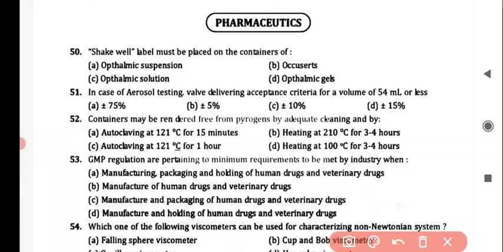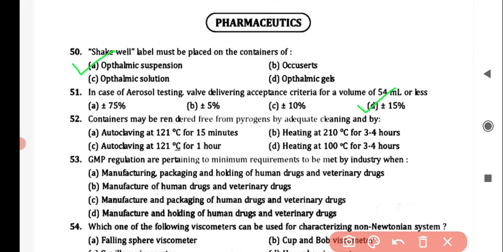So let's start the video. So the question is, shake well must be placed on the containers of, and the correct answer is option A, ophthalmic suspension. Next question is, in case of aerosol testing, valve delivery acceptance criteria for a volume of 54 ml or less is, and the correct answer is option D, plus minus 15%.